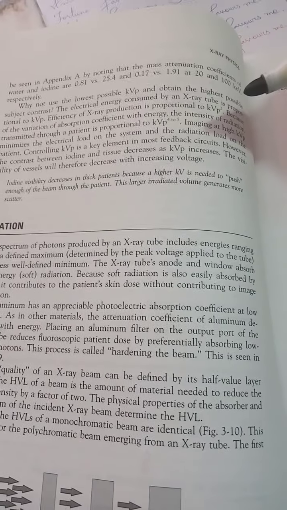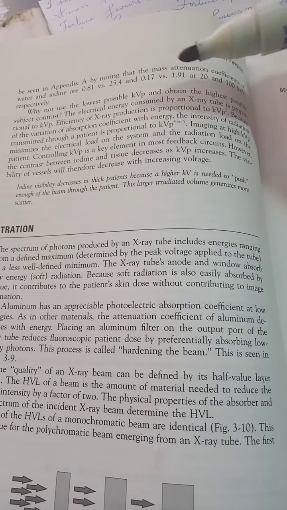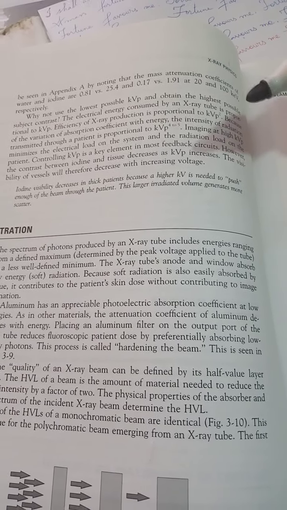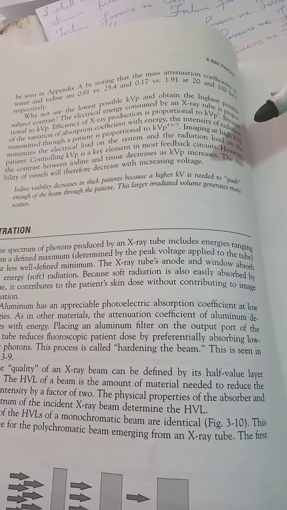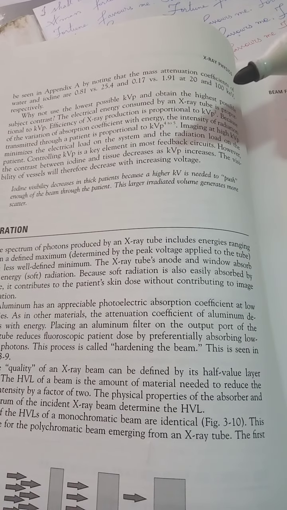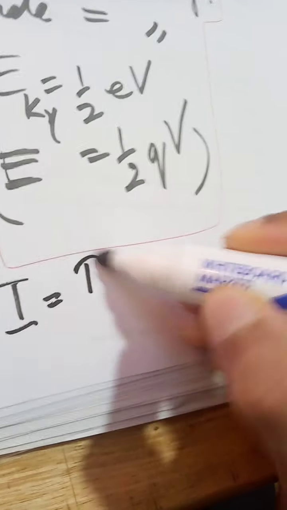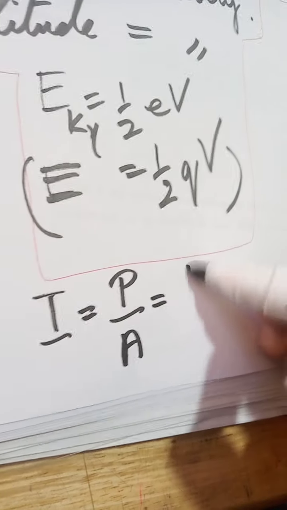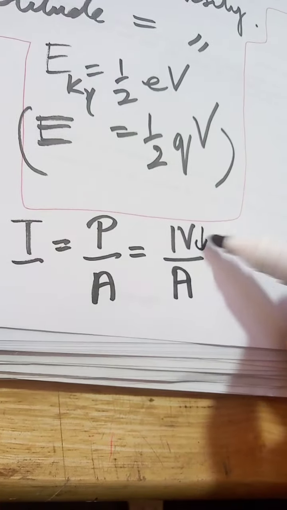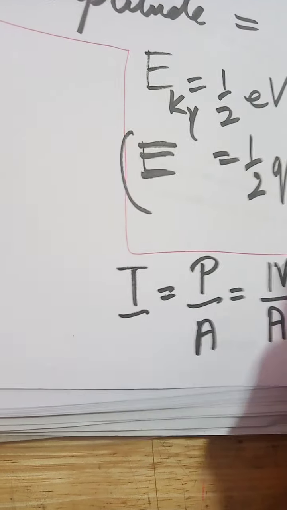Now, you might remember we were talking about how voltage ruins the resolution and current is good for it. So why can't we just reduce the voltage to obtain the highest contrast and increase the resolution? The problem is the electrical energy consumed by an X-ray tube is proportional to voltage. So if you reduce the voltage, the energy production and the intensity would go down as well. Why? Because intensity is P over A and power is IV. So IV over A. When the voltage goes down, the power goes down, so the intensity goes down, and the energy goes down as well.